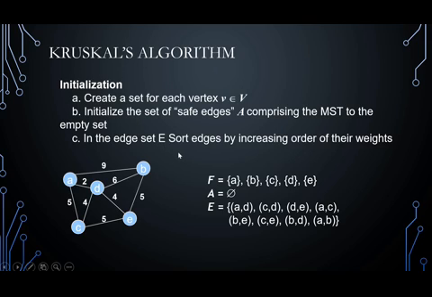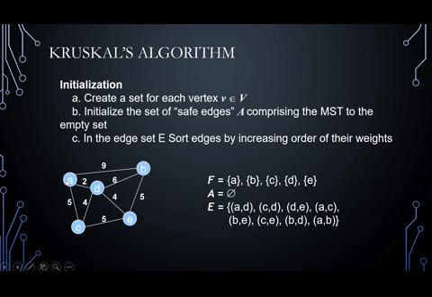The third step of initialization says, create an edge list called E. How do you create an edge list? In sorted order. In the edge set E, sort edges by increasing order of their weights. In the ascending order of the weights, arrange all the edges. See here, out of all the weights, which is the minimum weight?